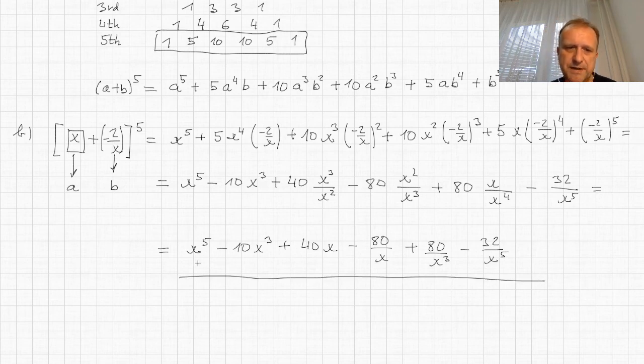So you see that the signs in the expansion are alternating, so you have plus, minus, plus, minus, plus, minus, which is in line with the idea that when we have a minus b, or actually something minus something, to any power, the signs should be alternating, which they really are. So yeah, this is it.